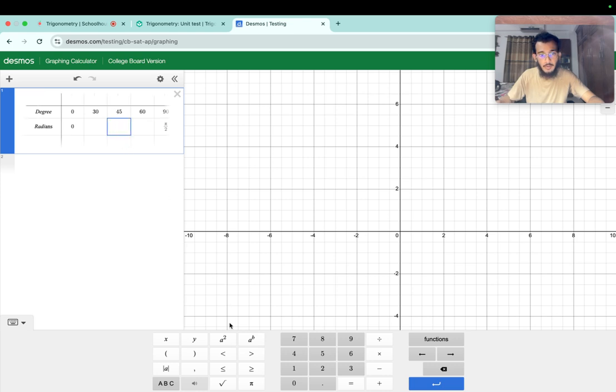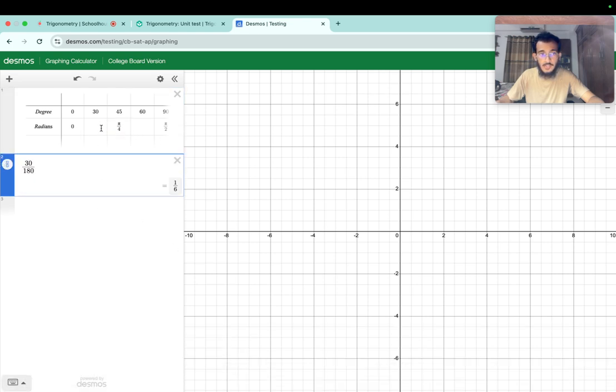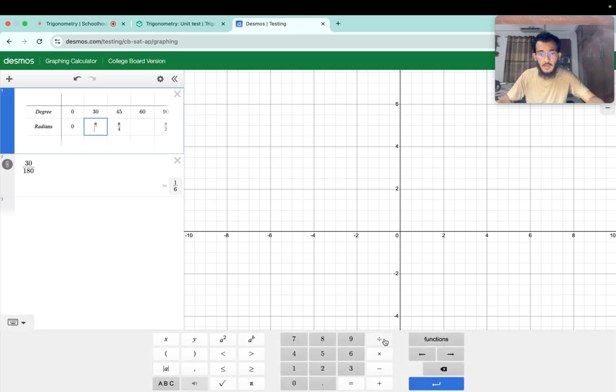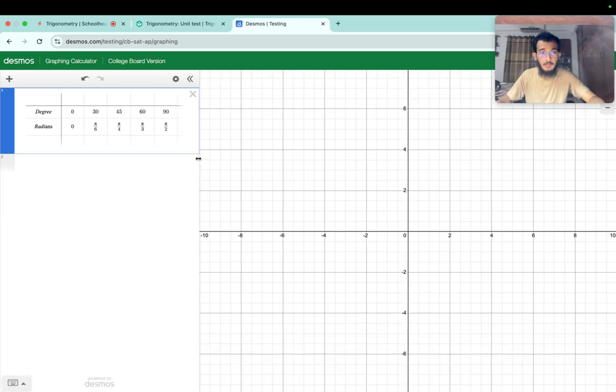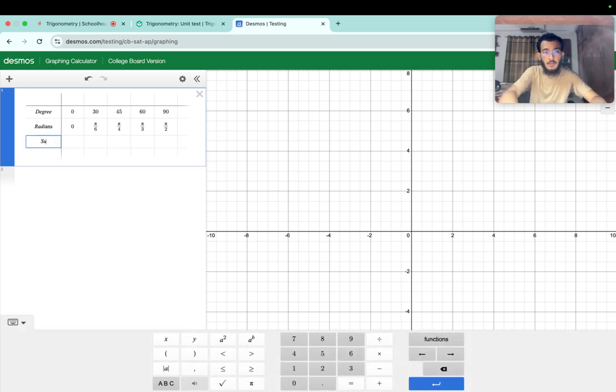So this will be pi by 4 because 90 divided by 2 is 45, so pi by 4. 30 will be pi by 6 because 30 is 1/6 of 180, so pi by 6. And 60 will be pi by 3 because 60 is 1/3 of 180, so pi by 3.